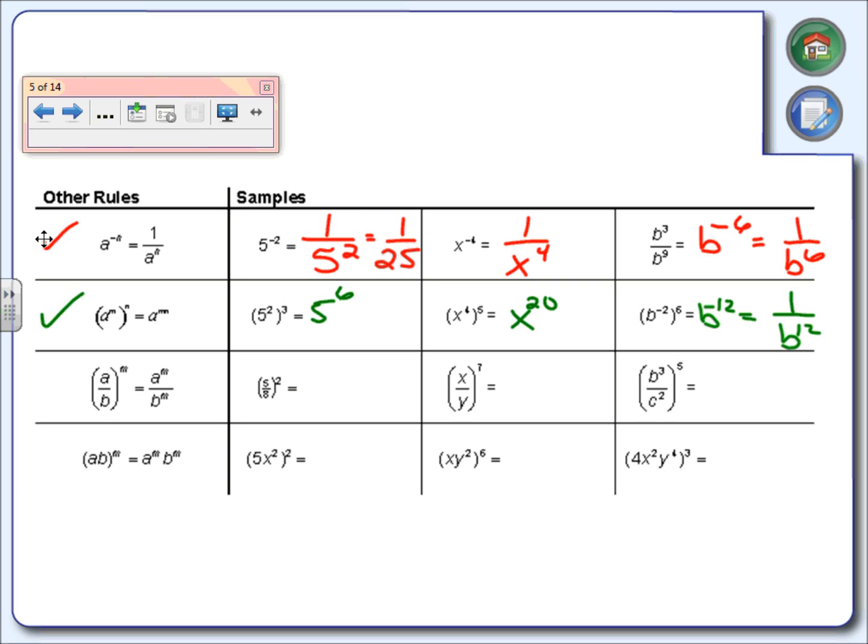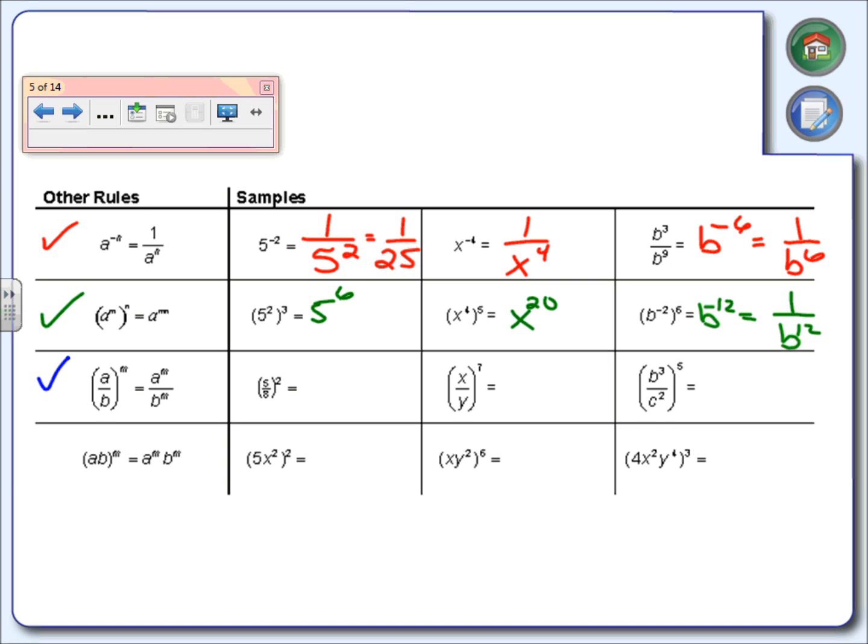Next one we have is a fraction inside the parentheses and an exponent outside the parentheses. What this rule says is whenever we have a fraction, we need to make sure we use that exponent with both the numerator and the denominator. So if you look at this example over here, 5 over 8 squared, we need to square both the numerator and the denominator. That's what this rule says.